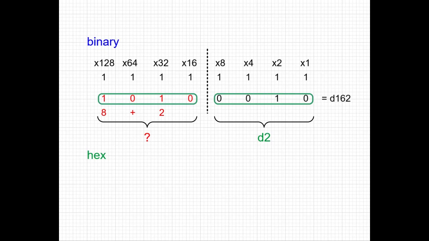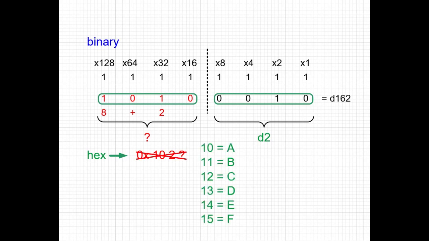But what happens when the group of 4 binary characters is greater than 9? After all, if you add up 8 plus 4 plus 2 plus 1, the maximum amount that they can be, it could be as high as 15. Do we write it as 10-2? Nope. Instead, we assign letters to the numbers 10 through 15. So in this case, where our MS hex group is decimal 10, we write it as A2.